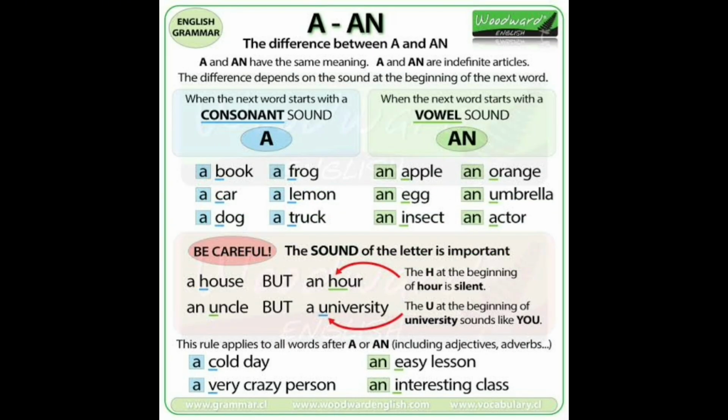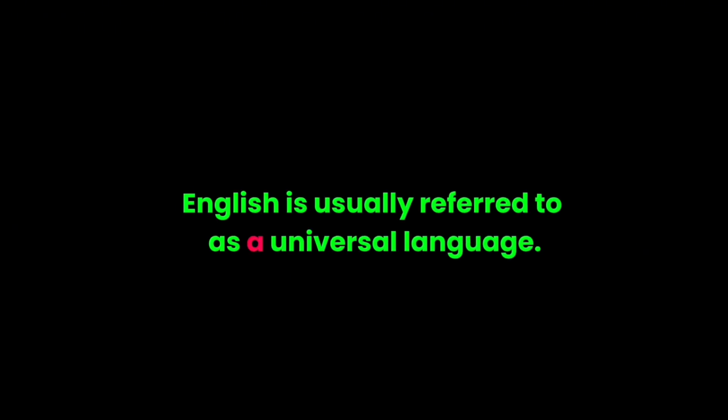However, there are some special cases that sometimes cause difficulty. With a vowel: words beginning with the letter U, when this is pronounced "yoo", such as useful, university, united, always use a, not an. Example. English is usually referred to as a universal language.